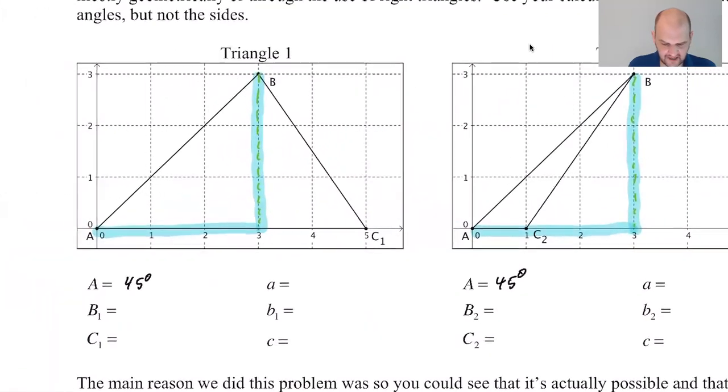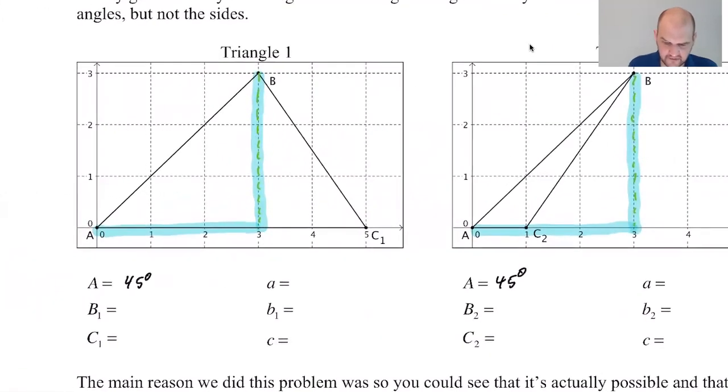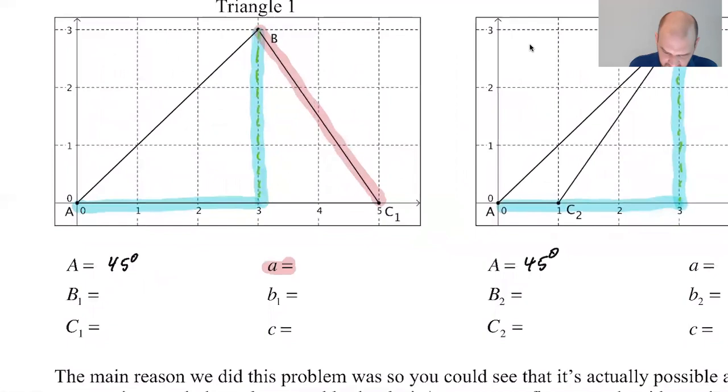Now let's do the side opposite those angles. Here, I want to find this side. So what I'm going to look at is this, which is 2. I'm going to look at this, which is 3, and say that it must be the square root of 2 squared plus 3 squared. So it must be the square root of 13. So I guess I'll label it here.